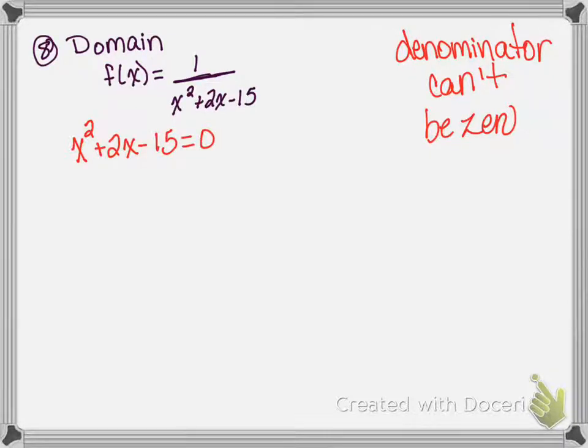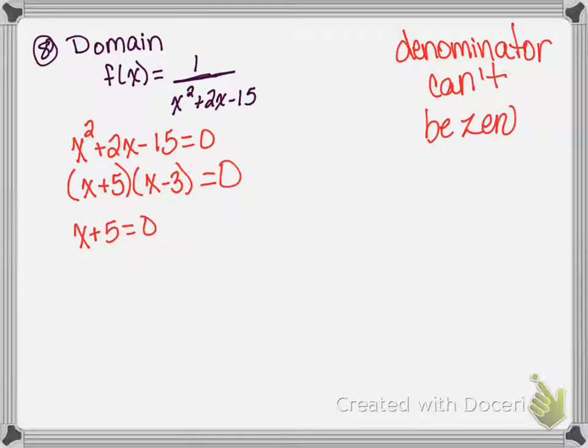This can be factored. And it's factored to x plus 5 and x minus 3. The reason it's factored to that is 5 times negative 3 is negative 15. 5 plus negative 3 is positive 2. Okay? We set each one of these equal to 0. Okay, and I get that x cannot be negative 5 and x cannot be positive 3.